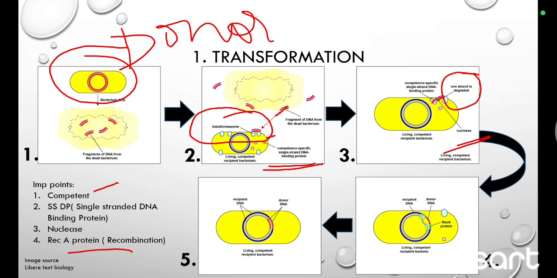In this way transformation occurs in bacteria, most of the time in competent bacteria, the bacteria which have the ability to transform from one bacterium to another bacterium. So this is the process of transformation in horizontal gene transfer.